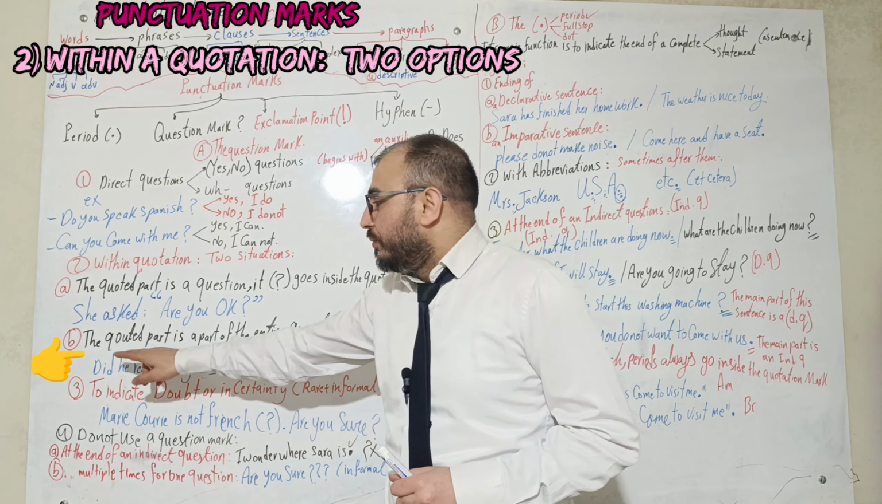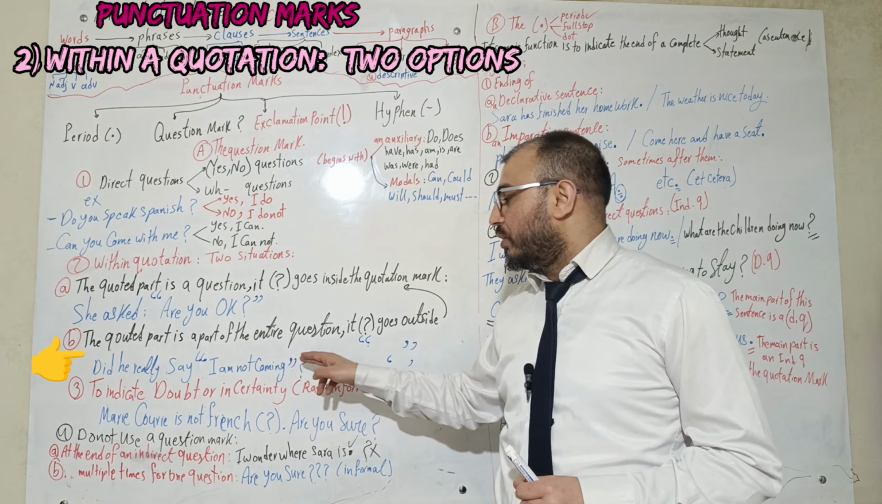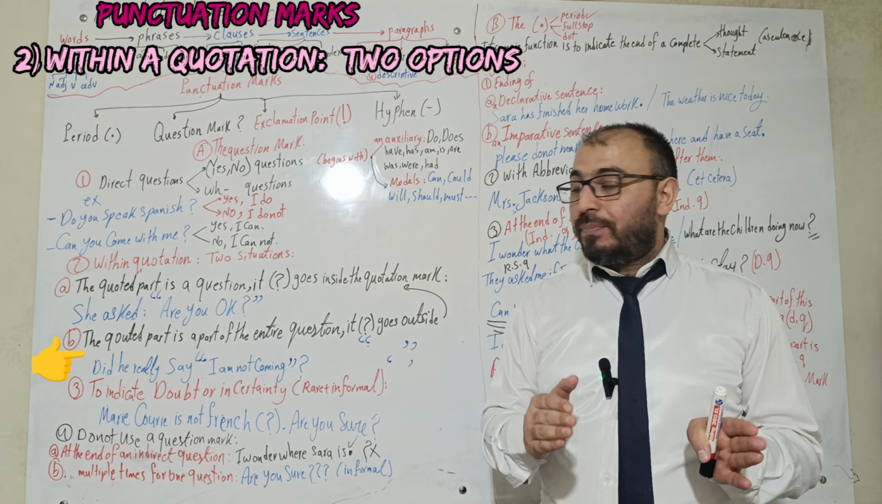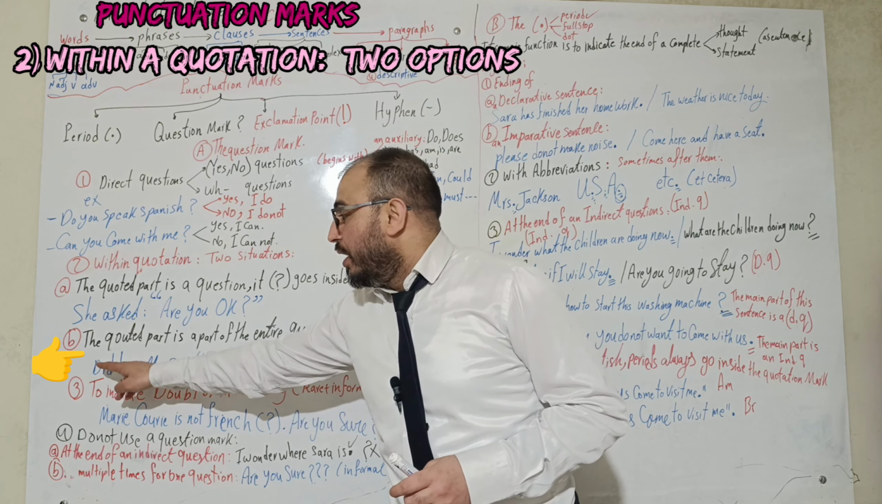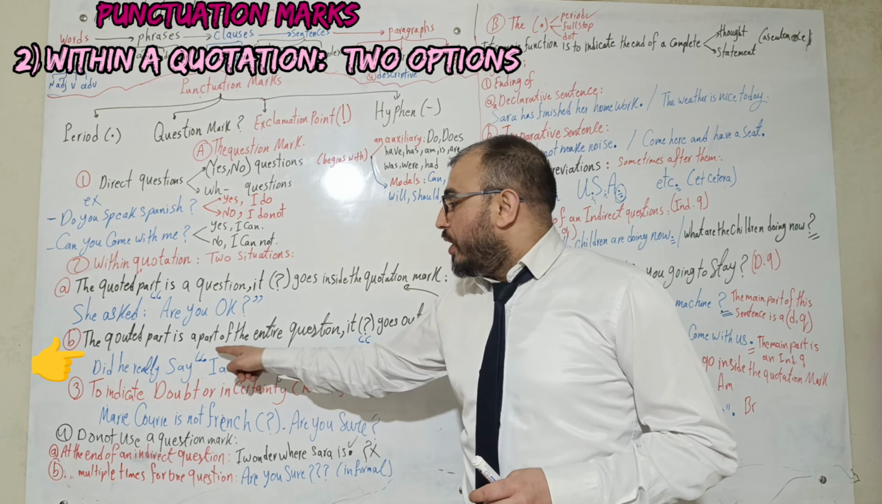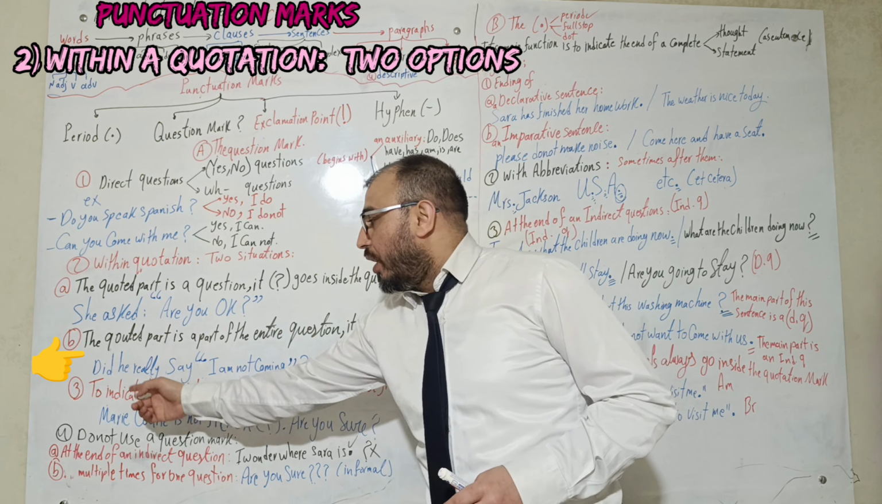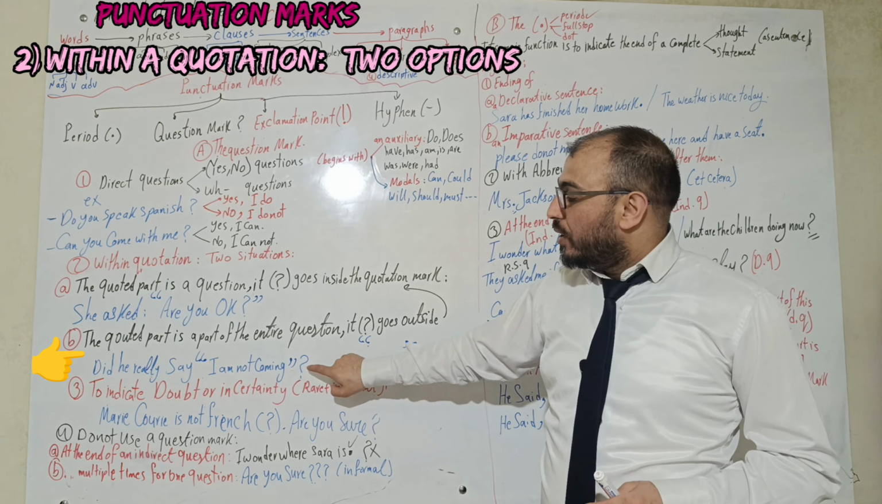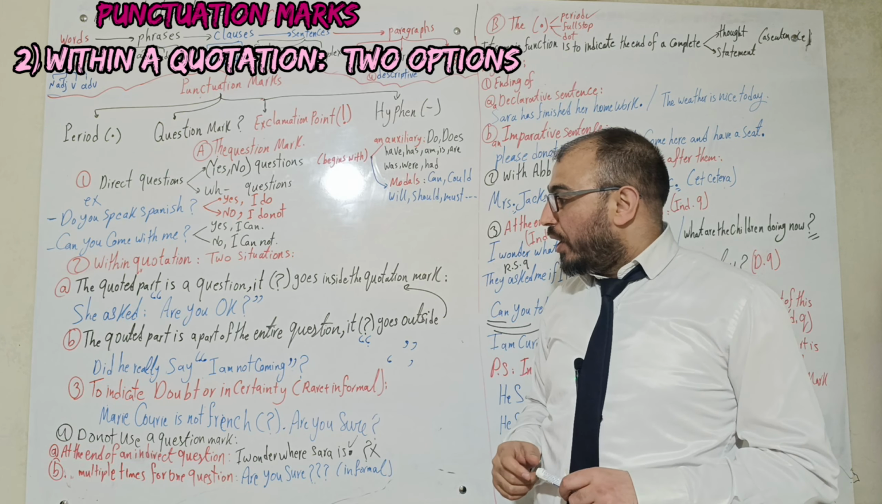Let's take this example. Did he really say, "I am not coming"? So what I am reporting here, my friend, is "I am not coming." And the whole question is, did he really say, "I am not coming"? So this quotation is nothing but a part of the entire question. That's why the question mark goes outside the quotation marks.